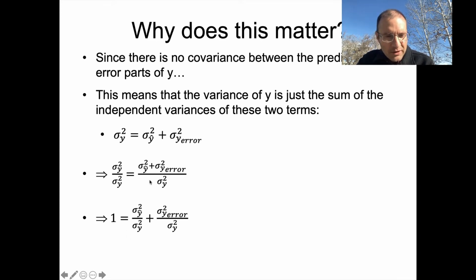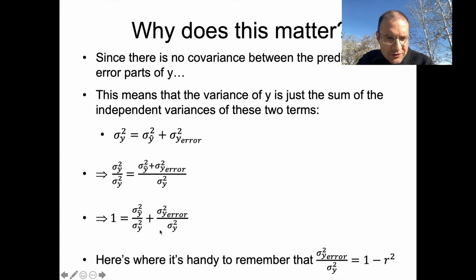We can split this fraction on the right-hand side into two fractions because they're both divided by the same thing. And now I get 1 equals the variance of predicted values of Y divided by the variance of Y, plus the variance in the error terms of Y divided by the variance of Y overall. This might look familiar. Actually, if it does, I'd be a little bit surprised, because then you're paying maybe too much attention to all the mathematical details. But you might recall, if you go back into your notes, that the variance of the error terms of Y divided by the variance of Y is equal to 1 minus r squared.